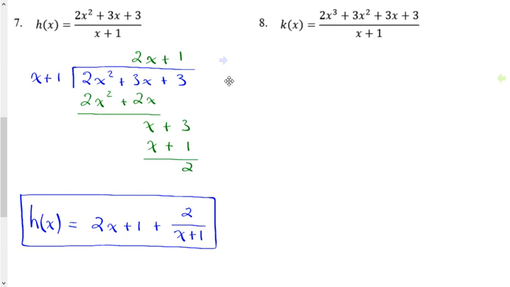Question number 7, here's what I have. You can look over the process. Here is my quotient from above there. My remainder was 2, so I have 2 over x plus 1 added on at the end.